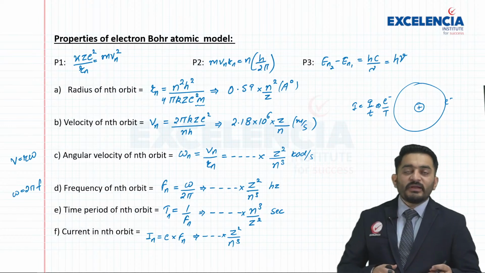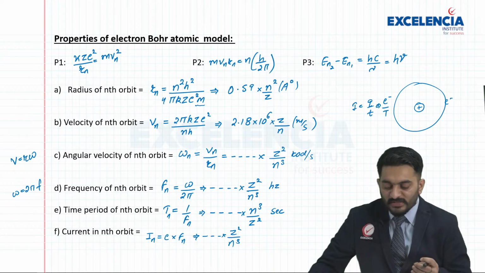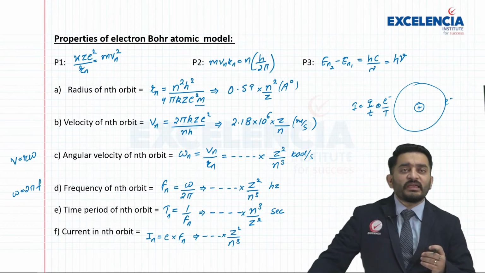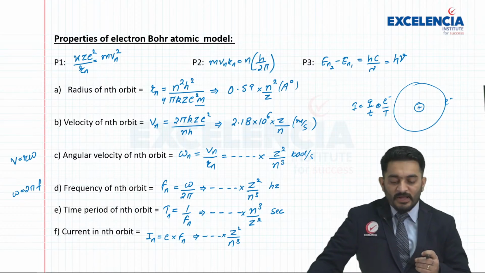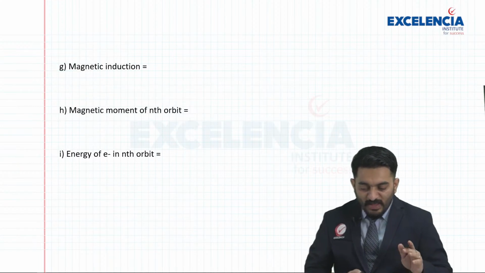So we are able to relate all the quantities: radius, velocity, angular velocity, frequency, time period, current. It doesn't matter what exactly the examiner asks you, just try to relate it. Yes, there are a few more quantities which I will tell you over here. So we are done till now.